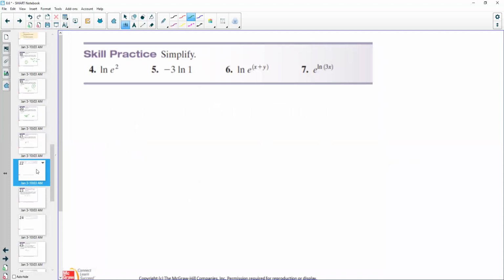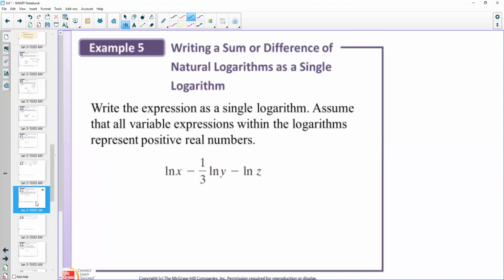So you can go through and try these. I should get 2 here. For this one, I should get 0. For this one, I should get x plus y. For this one, I should get 3x. Okay. Try them. Make sure you can figure out how they work.